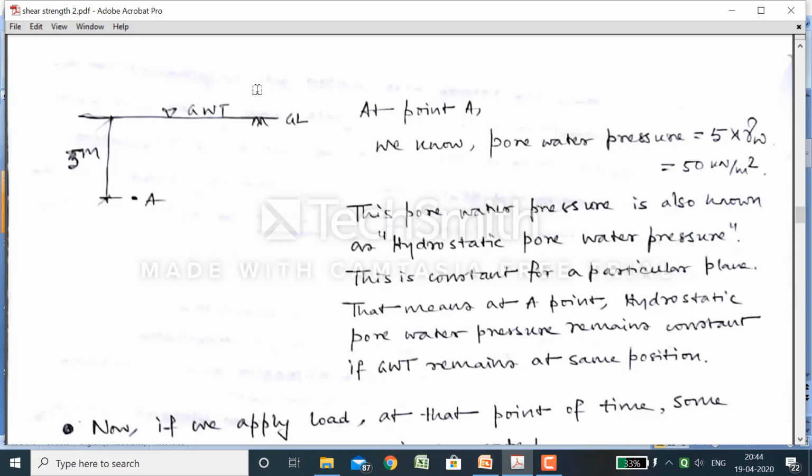For example, suppose the groundwater table is at this point, and we want to determine the water pressure at point A. At point A, the depth is 5 meters. So the water pressure is 5 times gamma W, that is 50 kilonewton per meter square. This water pressure is known as the hydrostatic water pressure, which is constant if the groundwater table remains the same. I think it is clear.